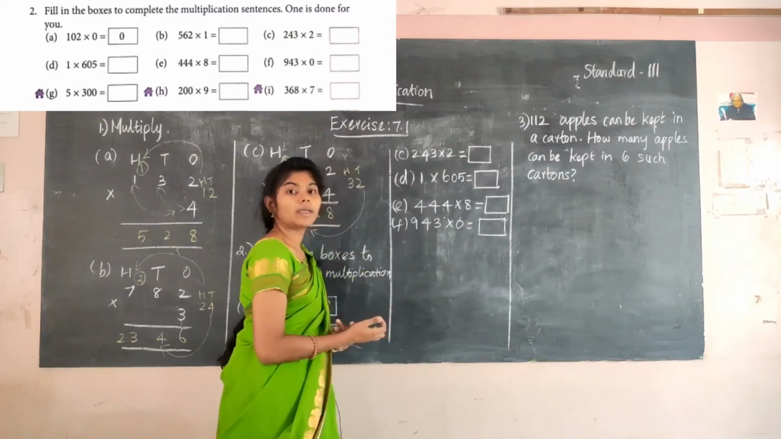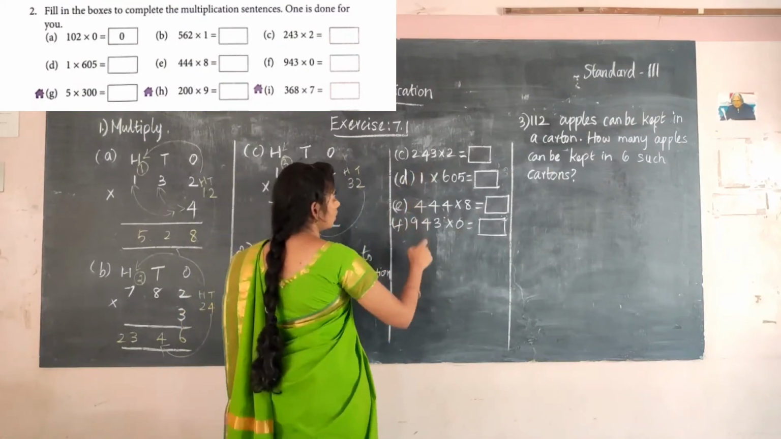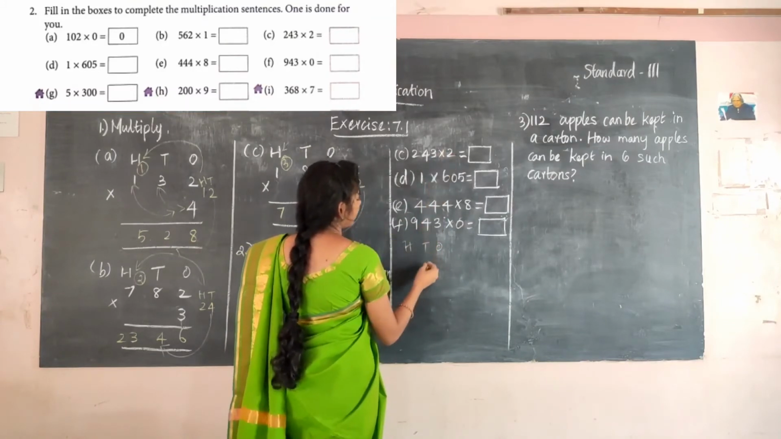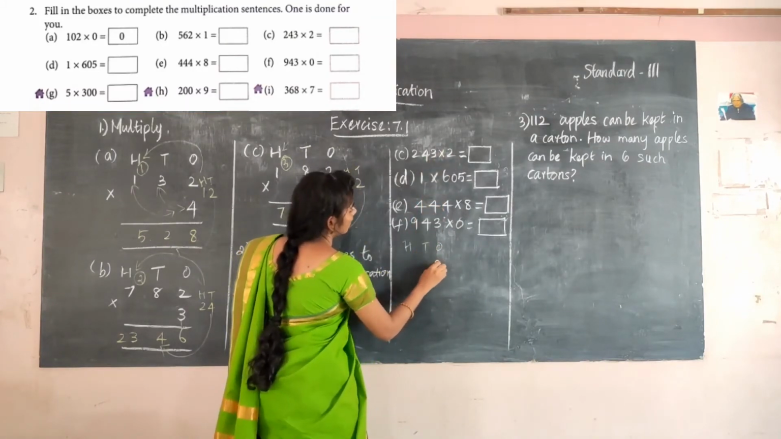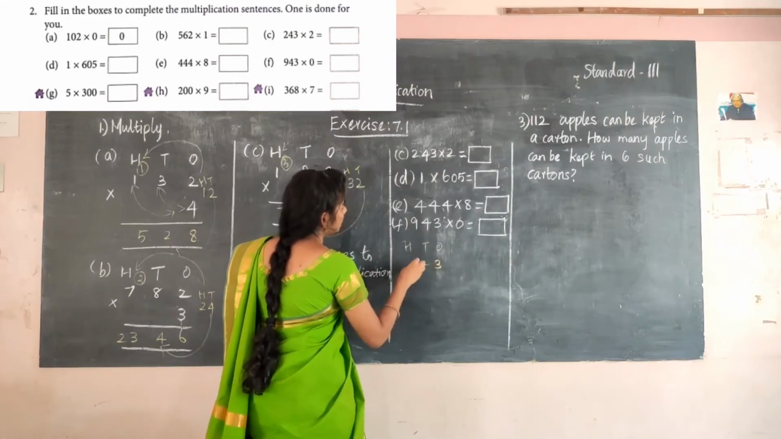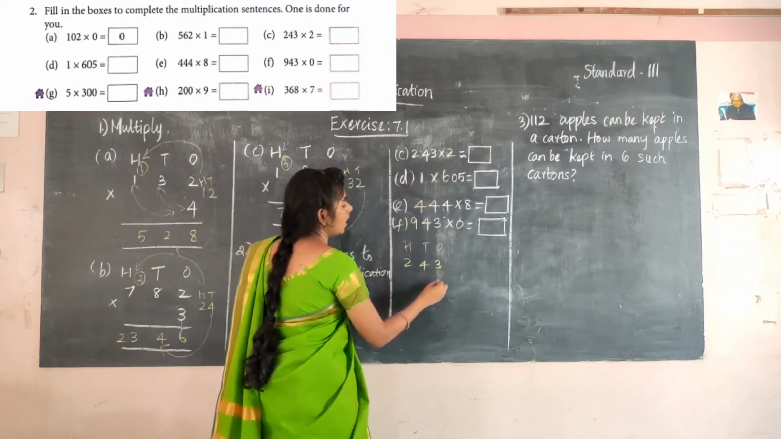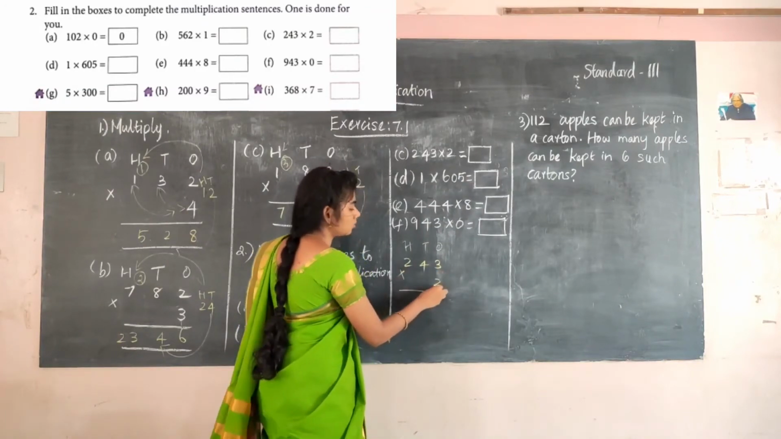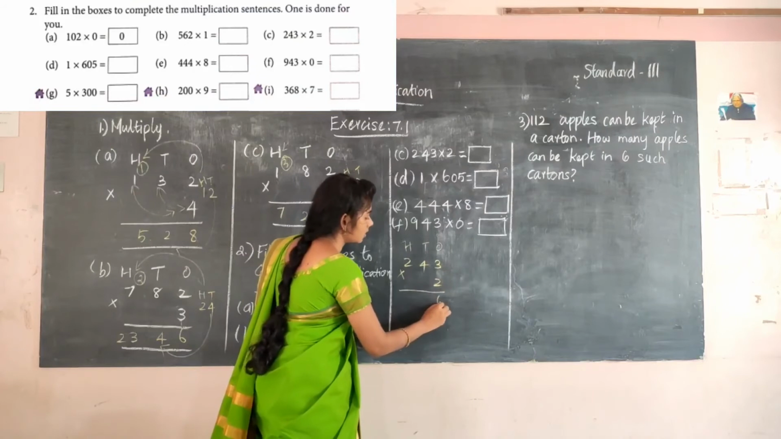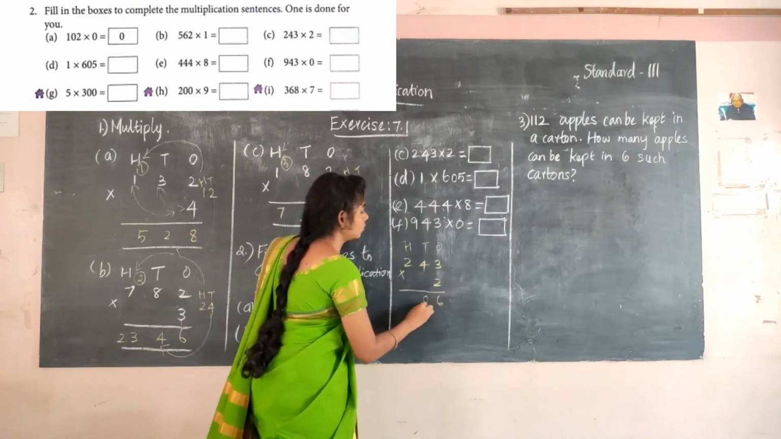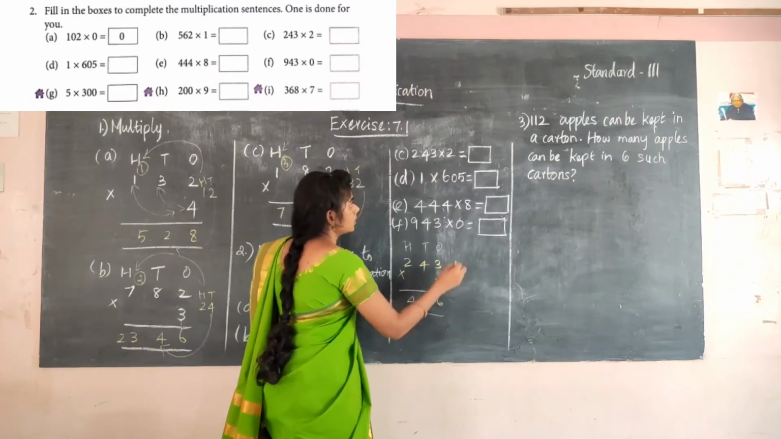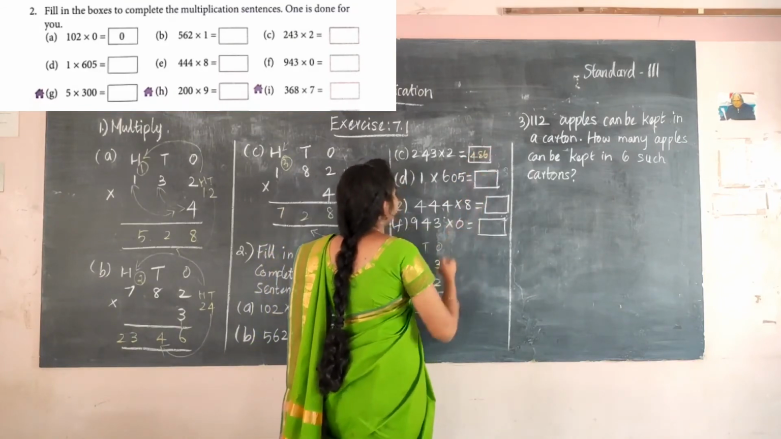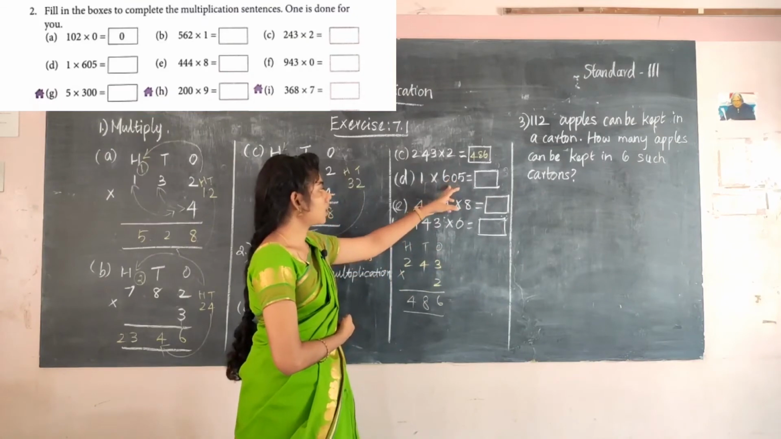Here a 3-digit number by a 1-digit number. So write the places first: ones, tens and hundreds. Then write the 3-digit number first: 3 in ones, 4 in tens and 2 in hundreds, and then write the 1-digit number. So now multiply the number, ones place by ones place. 3 2s are 6, 4 2s are 8, 2 2s are 4. So the answer is 486. Now see the next one, 1 into 605.